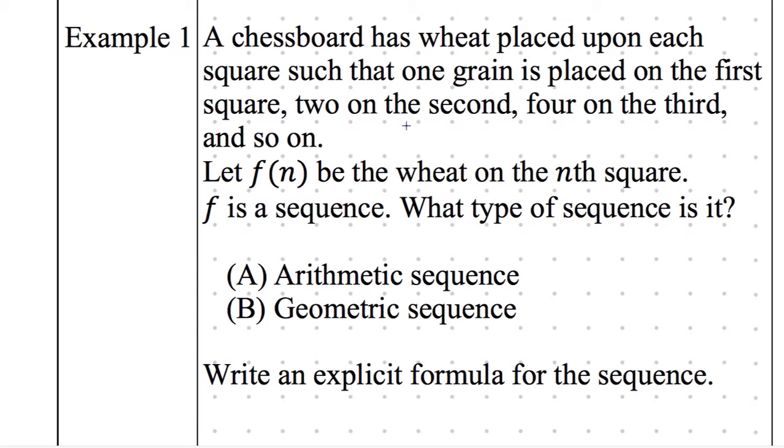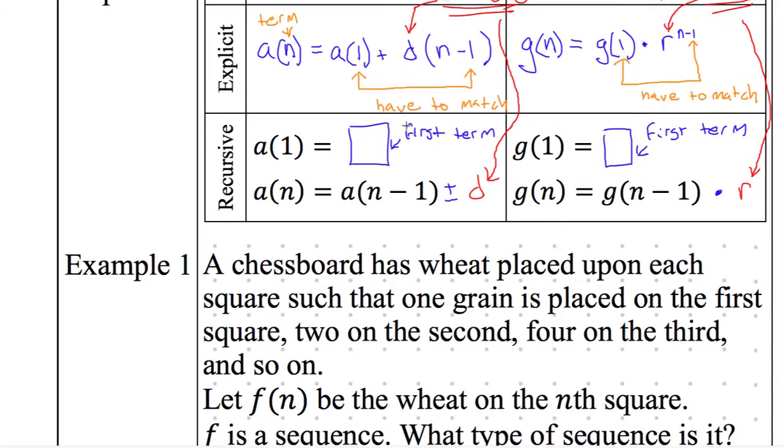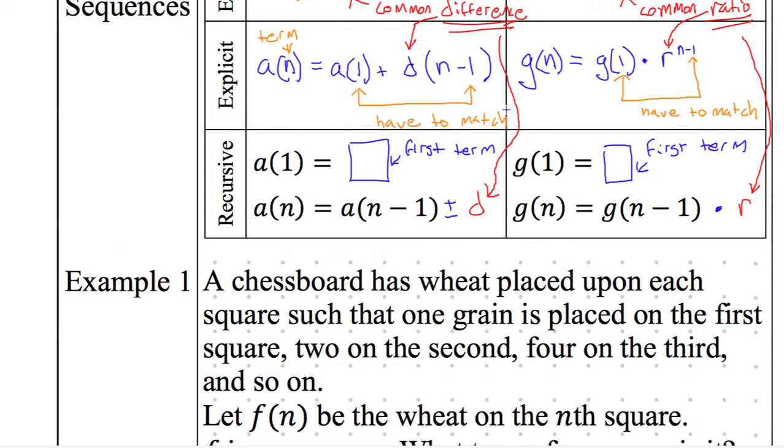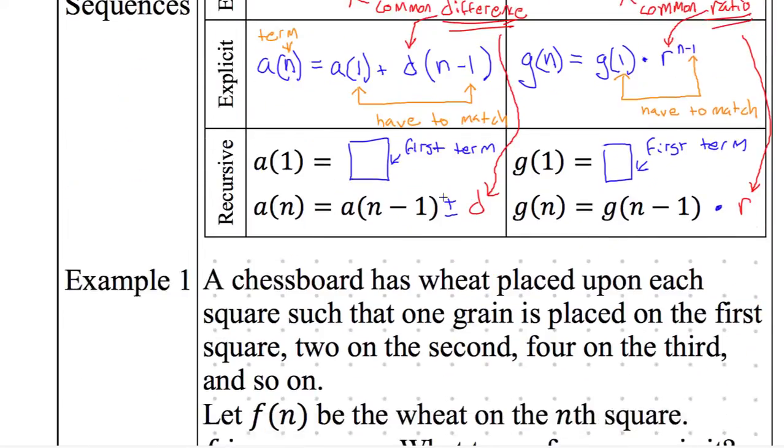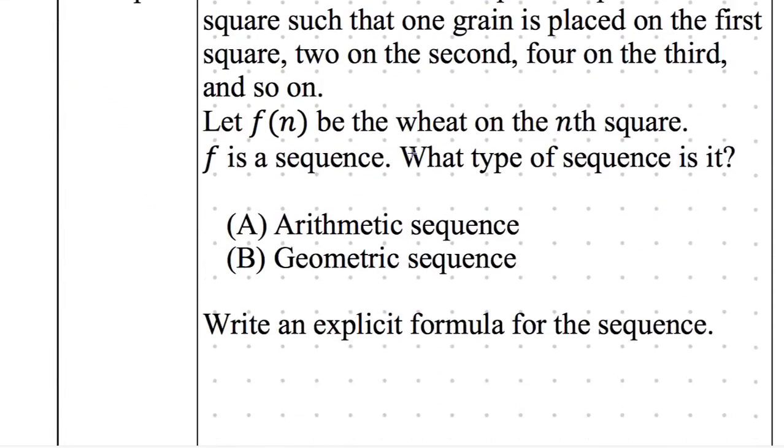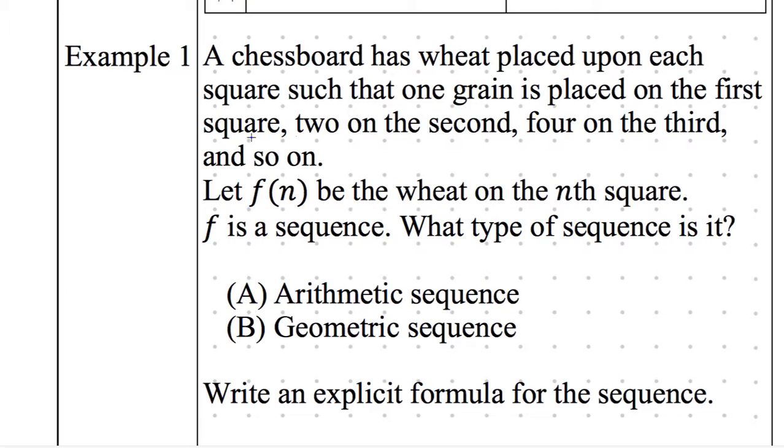Which sequence is it? Is it arithmetic or geometric? The question is, are you multiplying or are you adding? Notice that this one has adding, this one has multiplying. Multiplying is geometric, adding is arithmetic. So what am I doing each time to get from 1 to 2 to 4? You're multiplying by 2.